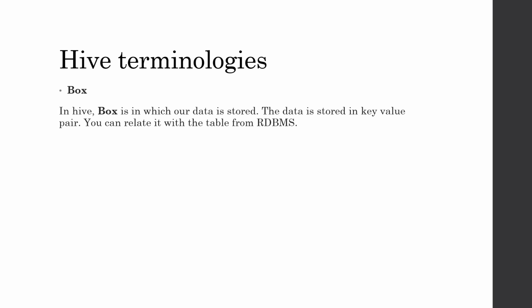Now let's talk about some important terminologies from Hive. The only thing that we are going to discuss is a box. In Hive, a box is a place in which our data is stored. The data is stored in key value pairs in a box, and you can relate it with a table from the RDBMS. However, the box has no structure. And now as we have covered all the details that are essential in order to implement Hive in Flutter, we are good to implement Hive database in our Flutter application.